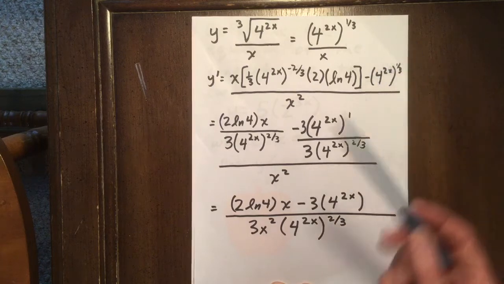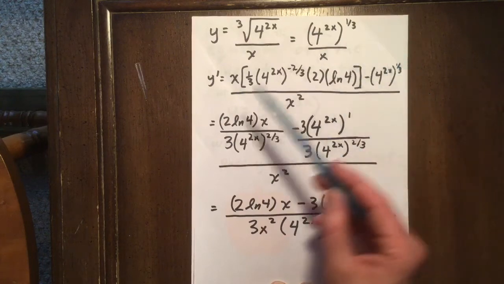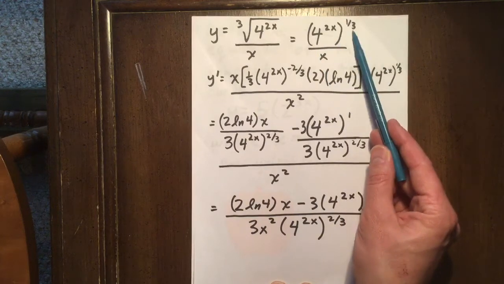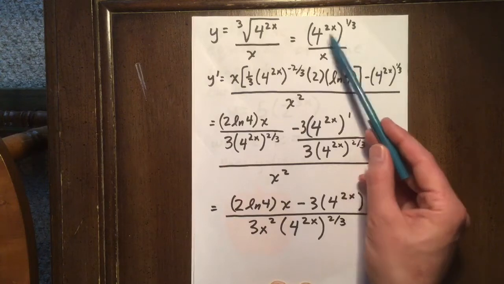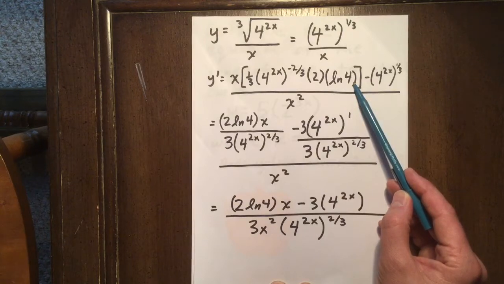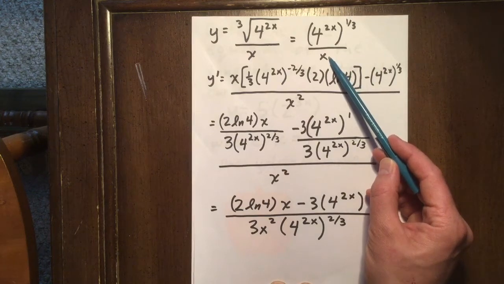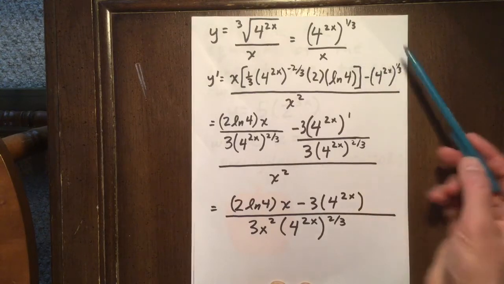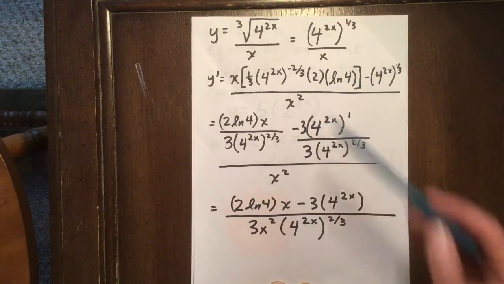Okay? So we are then going to leave the denominator alone and multiply by the derivative of the numerator. So x multiplied by 1/3 times 4 to the 2x to the negative 2/3 times the derivative of that exponent with respect to x times the natural logarithm of the base. And then we're going to subtract the derivative with respect to x of the denominator, which is just 1, times the original numerator itself. And then we have to remember that our denominator has to be squared.